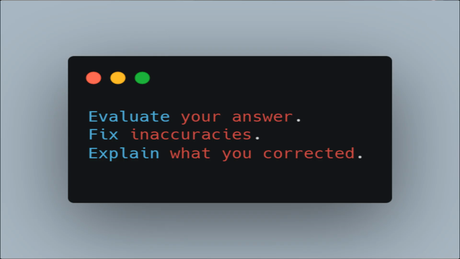And the fourth is self-critic prompting, where the model critiques itself. You're gonna evaluate your answer, fix inaccuracy, and explain what you corrected, right? You are acting as a critic here. Then you're gonna get a better answer.